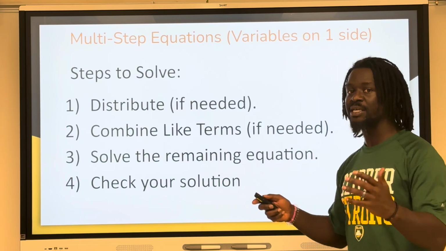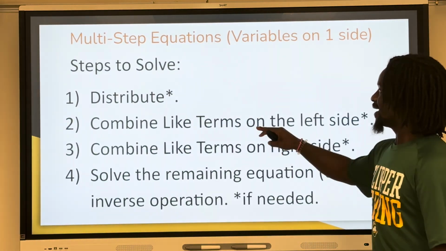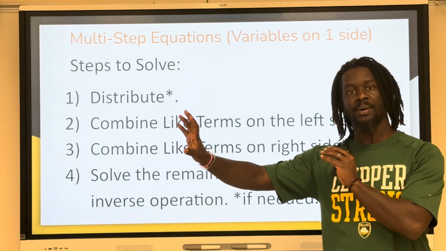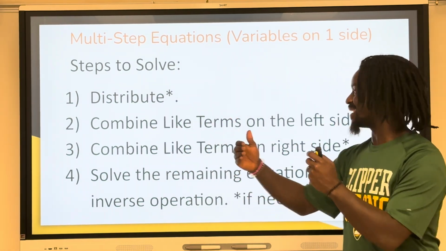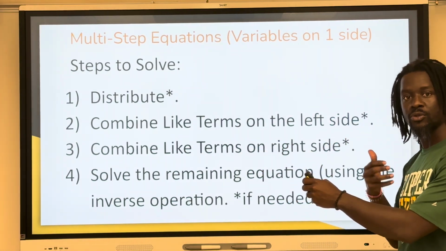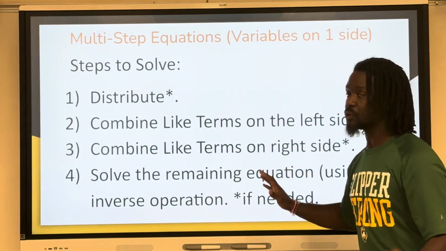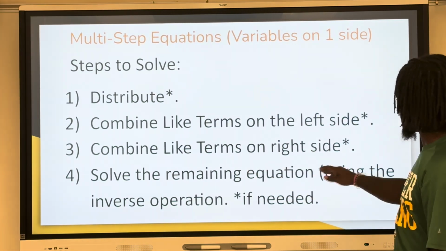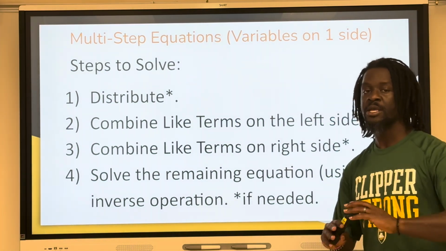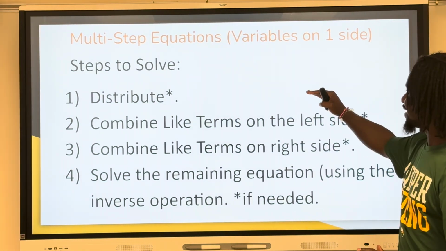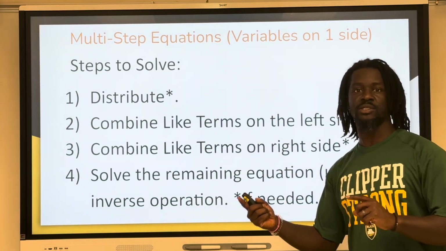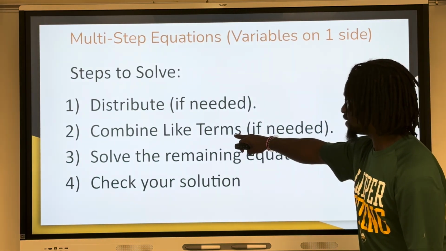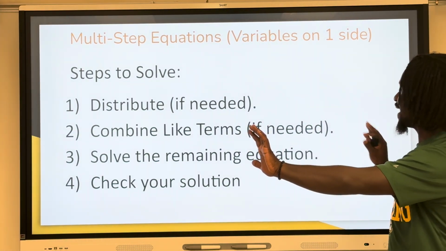So if you notice, step 2 says combine like terms. Moving forward, these are going to be the steps that we use. I have now broken it down. When you combine like terms, I first want you to combine like terms on the left side. Then I also want you to combine like terms on the right side. And then step 4, we're still only going to have 4 steps, but the 4th step will be to solve the remaining equation using the inverse operation. So the only difference from today's steps versus lesson 1's steps is that I have broken down this step 2 to have the left side and the right side.